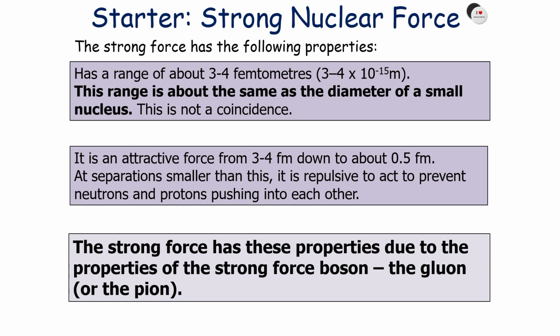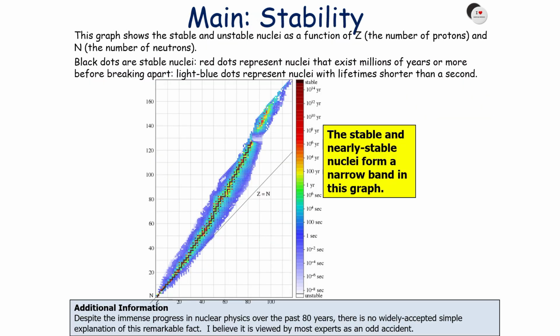exchange particle, the gluon. Now if we look at this particular graph here, this graph shows the stable and unstable nuclei as a function of protons against the number of neutrons. Now you'll see here that the black dots are the stable nuclei, the red dots represent the nuclei that exist for millions of years before they decay, and the light blue dots represent the nuclei with a lifetime shorter than 1 second. So you can see our stable and nearly stable nuclei form a narrow band in this graph in the middle.